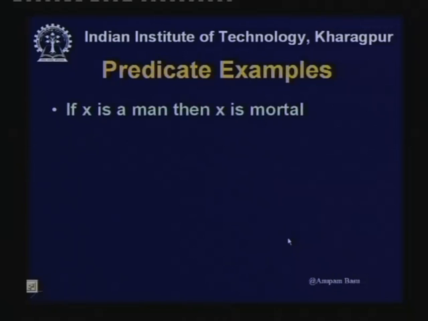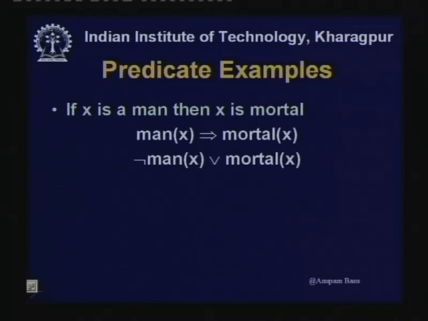Okay. So, let us have some more examples. If x is a man, then x is mortal. This is a statement that I want to make. So, I can write man(x) implies mortal(x). This is a valid predicate, it is no longer a proposition because I have got variables here. If anybody is a man, that means any man is mortal. So, in the clausal form it will be not man(x) or mortal(x).